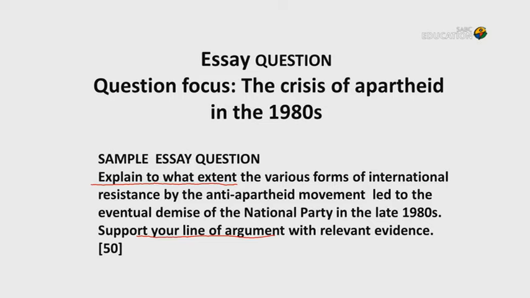Then you need to look at various forms. That's what the question wants: the various forms of international resistance, and how they led to the fall of apartheid in the 1980s. And as you argue, you need to provide historical evidence. History is no history without relevant evidence that speaks to the event that occurred. You need to make use of events as evidence to base your argument on.